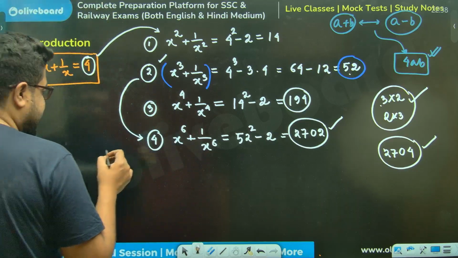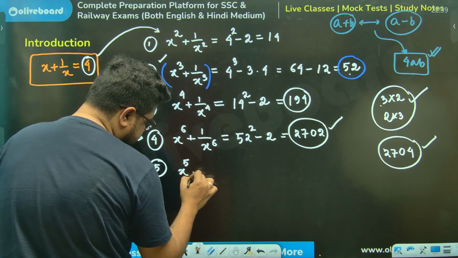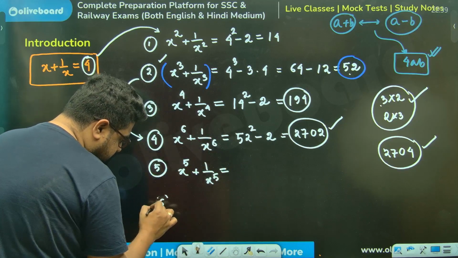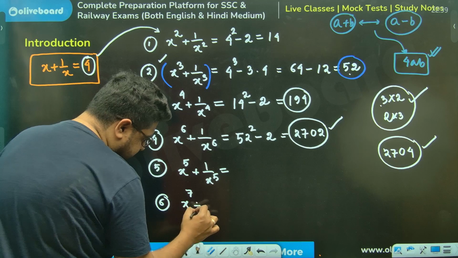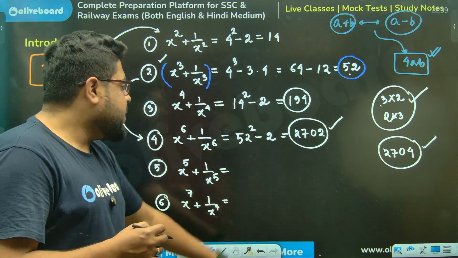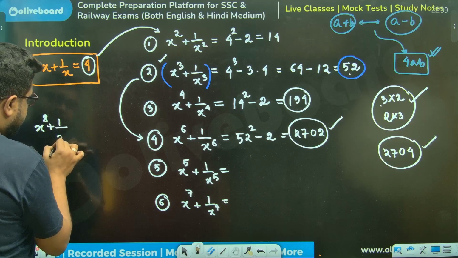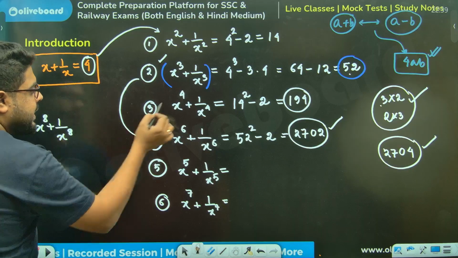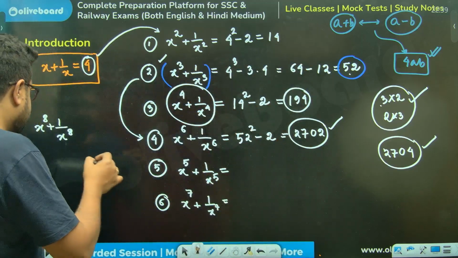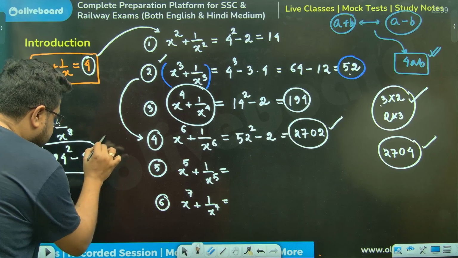Now comes the trickier part. What if I ask x to the power 5 plus 1 by x to the power 5 or x to the power 7 plus 1 by x to the power 7? These odd powers. Because you see, if I ask you x to the power 8 plus 1 by x to the power 8, you will say, sir, this is easier. Why? Sir, again, this is now my x plus 1 by x. Just take the square. So this will be, sir, nothing but 194 square minus 2, sir. I can figure it out.